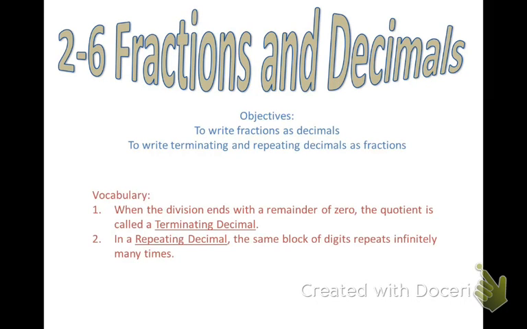Today's lesson is fractions and decimals. We're going to write fractions as decimals, and we're going to write if it's terminating or repeating. When the division ends with a remainder of 0, the quotient is called a terminating decimal. In a repeating decimal, the same block of digits repeats infinitely many times.